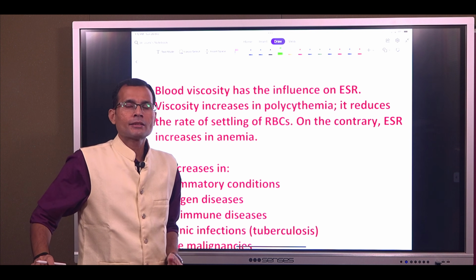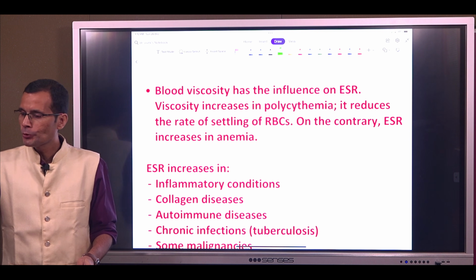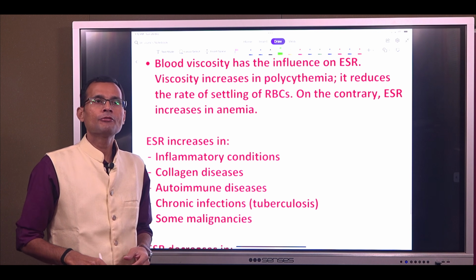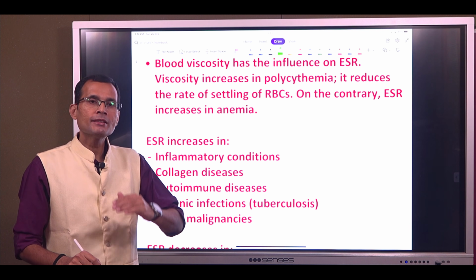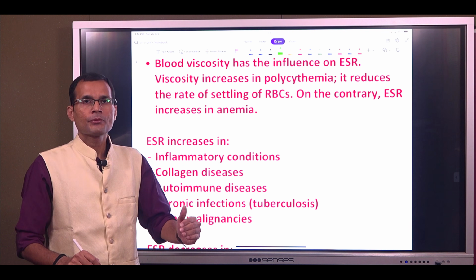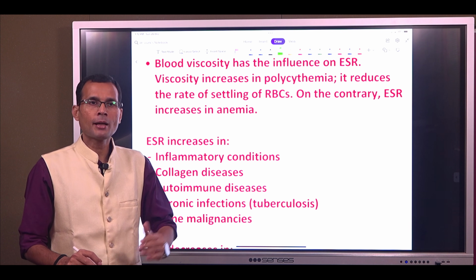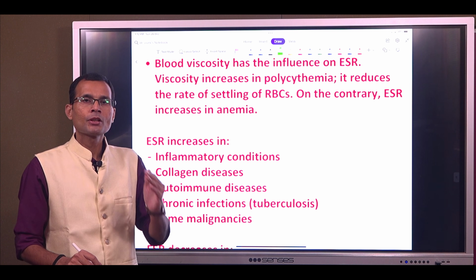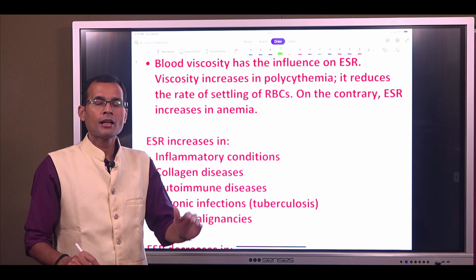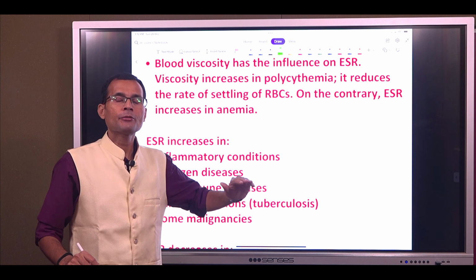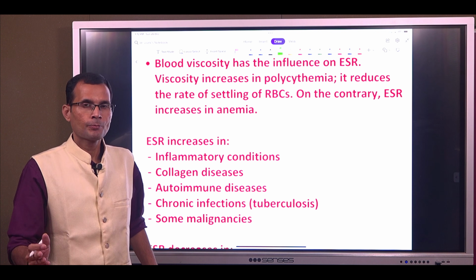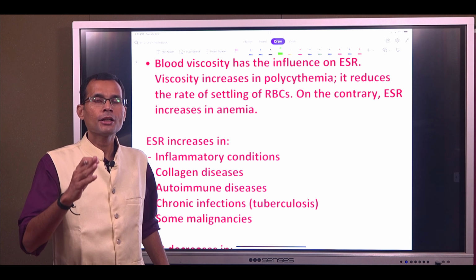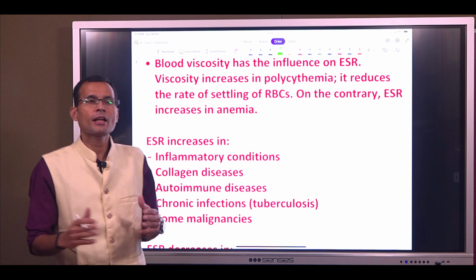There are other factors like blood viscosity. For example, viscosity increases in polycythemia. If the RBC count has tremendously increased, I mean, it's polycythemia, then the ESR will be retarded, it will decrease. Whereas on the other hand, if there is anemia, ESR will increase. Now, that's very obvious, easy to understand.